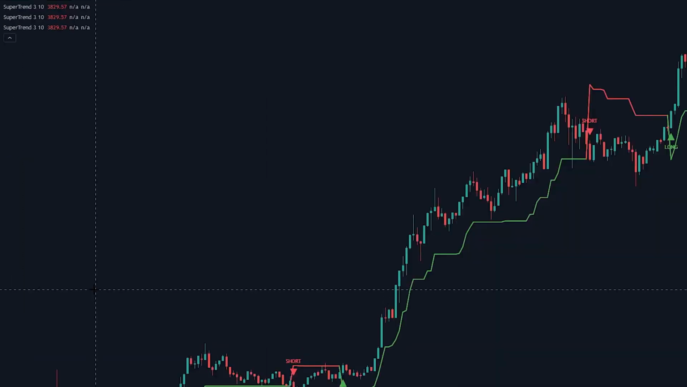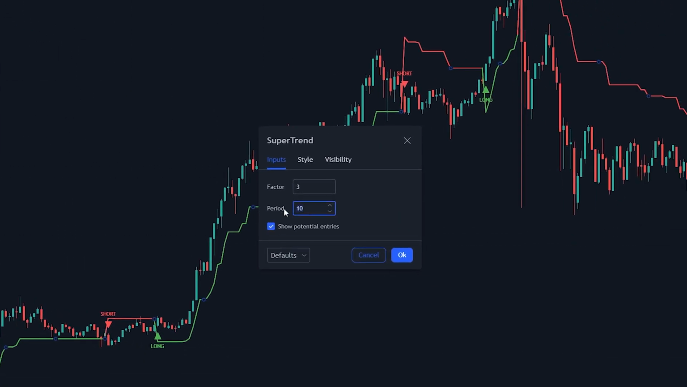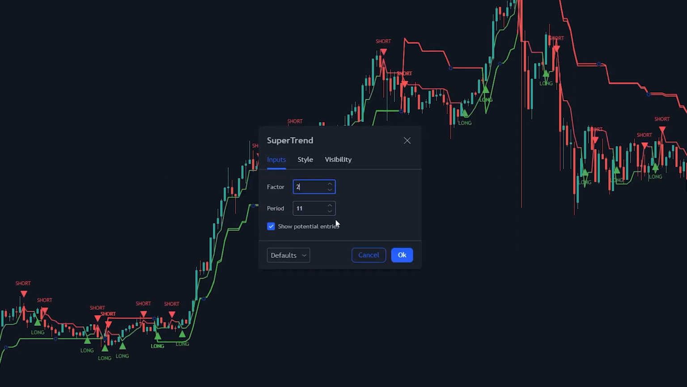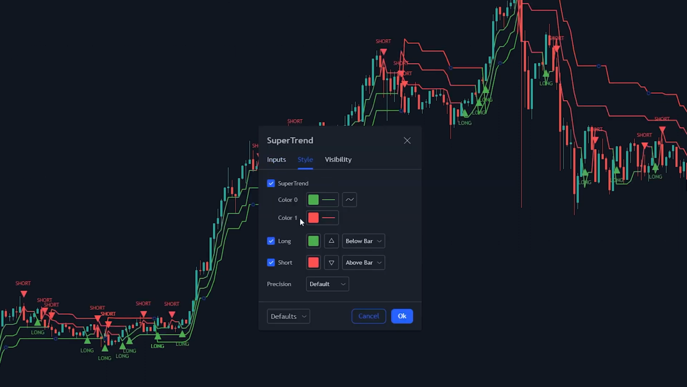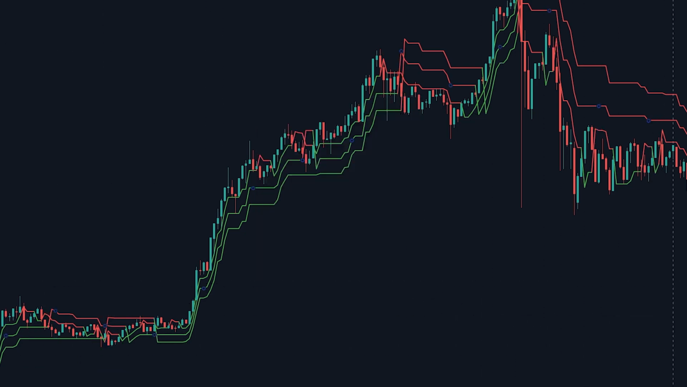Once you have 3 super trend indicators added to your chart, you're going to want to change the settings a bit. Go to the Inputs tab and change the ATR period to 12 and the ATR multiplier to 3. The next one you're going to set as 10 and then 1. Then the third one you're going to set as 11, then 2. Then go to the Style tab and turn off all these long and short icons. So when you're done, your chart should look something like this.